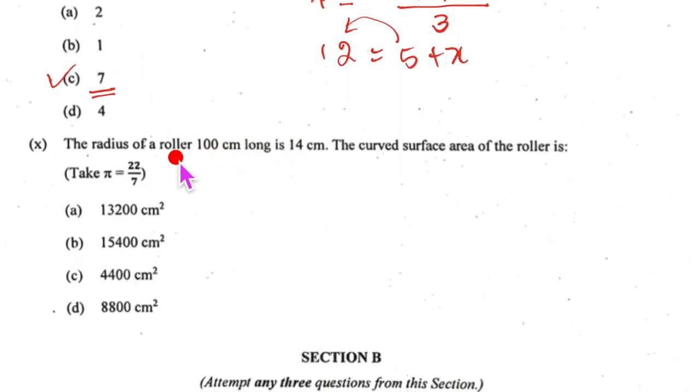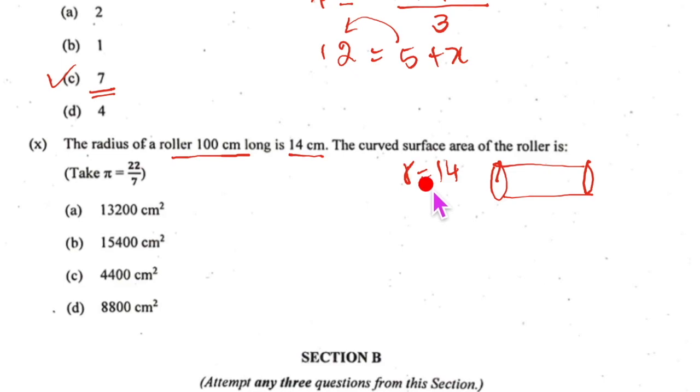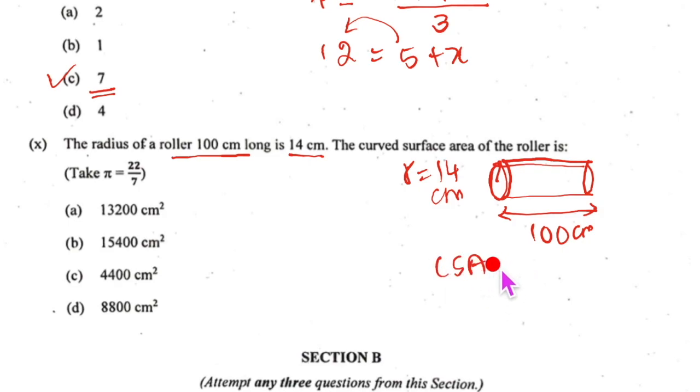The radius of a roller 100 centimeter long is 14 centimeter. So we have the roller, which is like so, and the radius is 14 centimeter. And from here to here, this is 100 centimeter. Now curved surface area will be 2 pi r h. So CSA will be 2 pi r h.